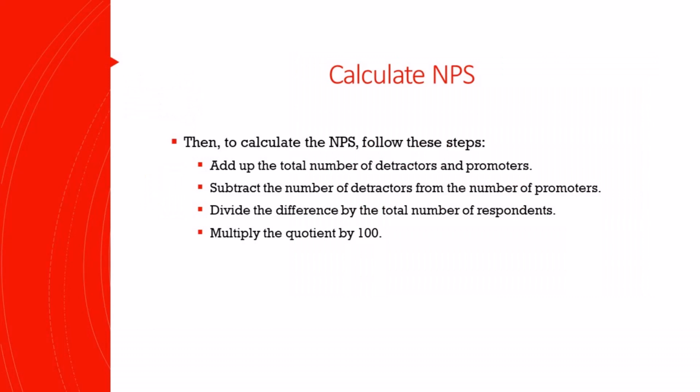After we classify the ratings, we can calculate the Net Promoter Score. Start by adding up the total number of detractors and the total number of promoters. Then subtract the number of detractors from the number of promoters. Divide the difference by the total number of respondents and multiply by 100. The result is a percentage that we can then interpret.